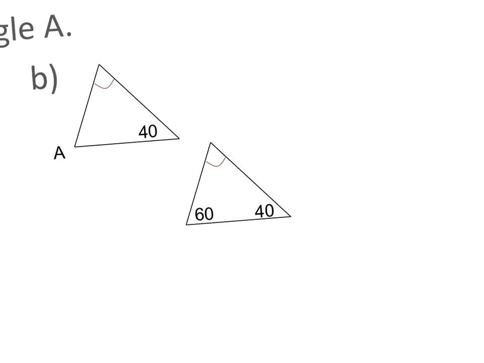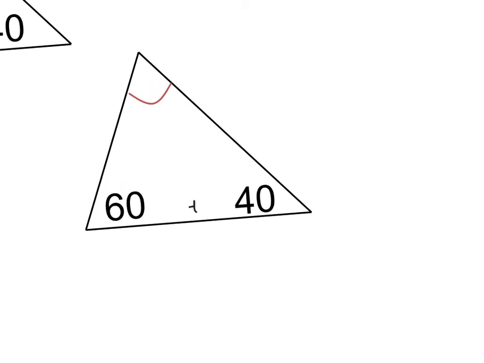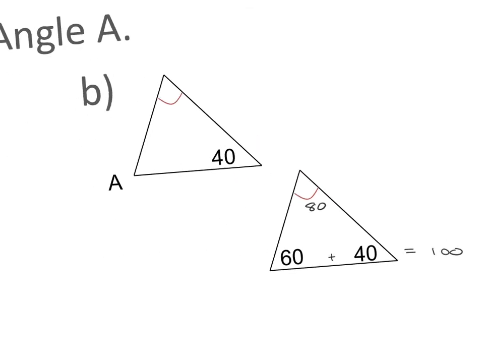Somebody new, talk to me. Yes, ma'am. You're going to go in the bottom triangle and do 60 plus 40, equals 100. And then 180 minus 100 equals 80. So that's the measure of the angle. And then the other one is congruent, so automatically the other angle is going to be 80. And you're going to do 80 plus 40, which is 120. And then 180 minus 120 equals 60 degrees. Perfect.